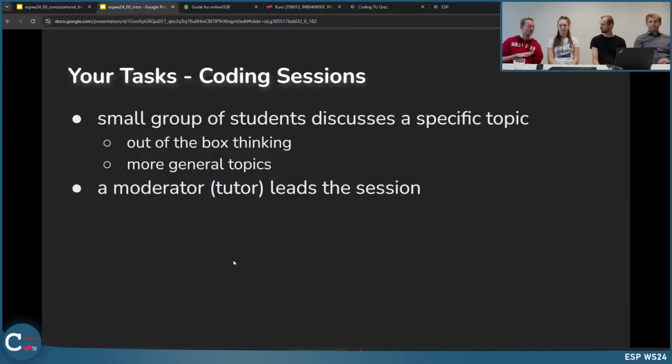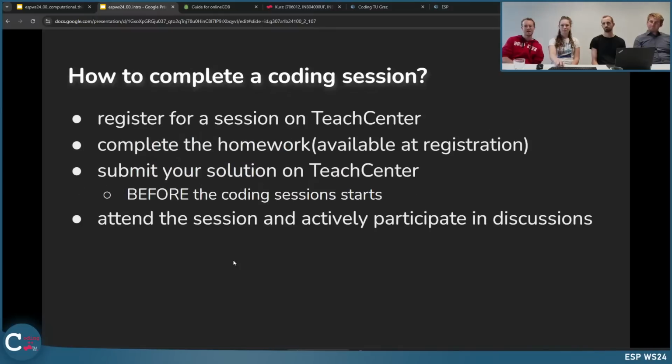Now there are a few things you need to do. The first thing, of course, is you need to register for a coding session on TeachCenter. We have 3 coding sessions, or 3 blocks of coding sessions, one in October, one in November, and one in December. So you register for one session in October. There are many dates in 3 weeks, so there will be some which fit into your schedule.